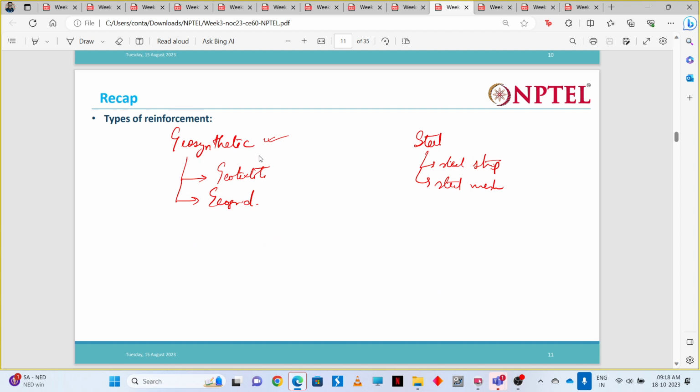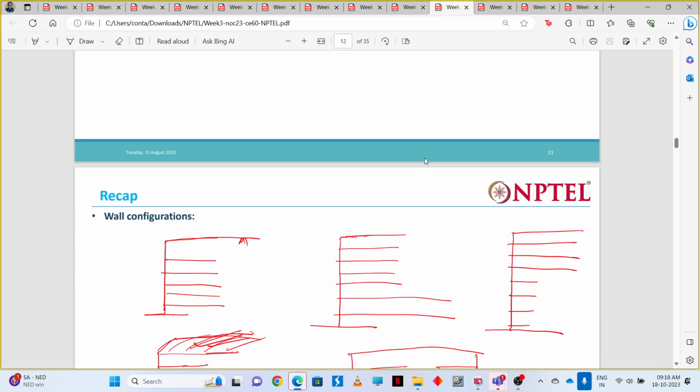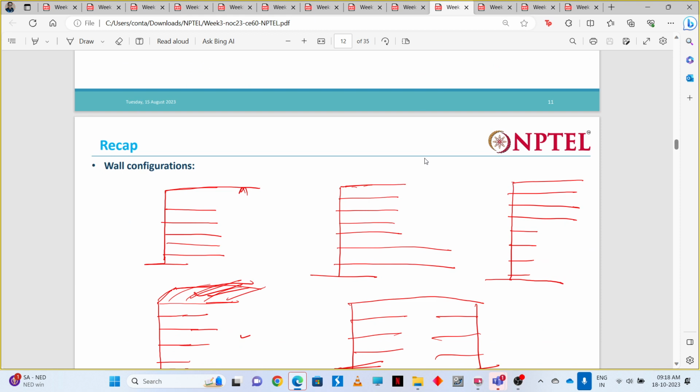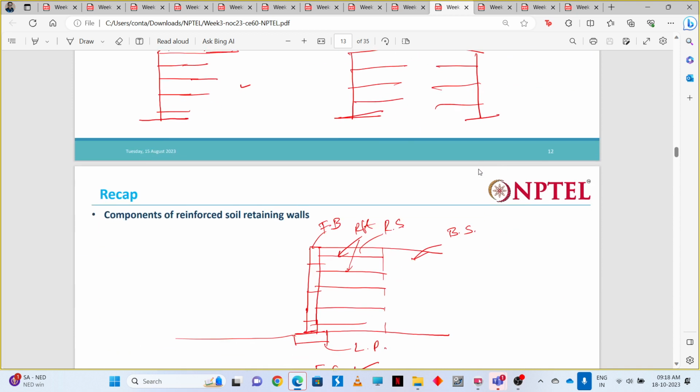The main types of reinforcement: geosynthetic reinforcement, we have geotextile and geogrid. Then steel reinforcement, we have steel strip and steel mesh. So these are the various wall configurations that we can have. Uniform reinforcement length, different reinforcement length, and back to back walls are all possible.